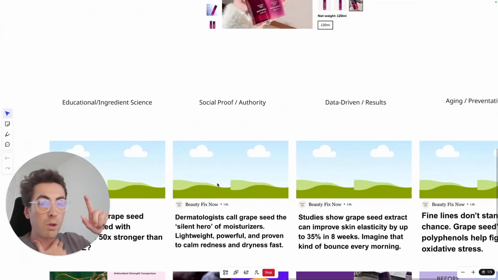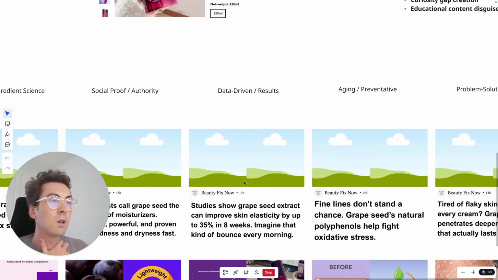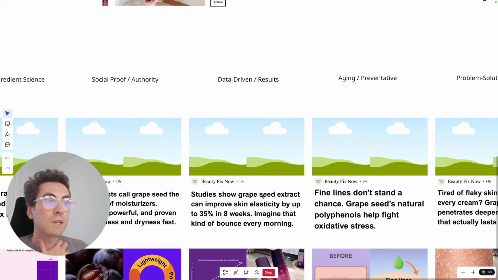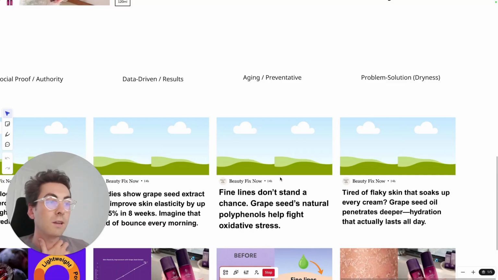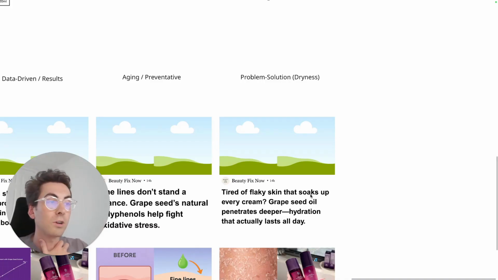Social proof. Remember the first concept we went over. Dermatologists call grapeseed the silent hero of moisturizers. Studies show grapeseed extract can improve skin elasticity by up to 35% in 8 weeks. Fine lines don't stand a chance. Grapeseed's natural, I can't even say that word, help fight oxidative stress. And then tired of flaky skin that soaks up every cream, grapeseed oil penetrates deeper hydration.